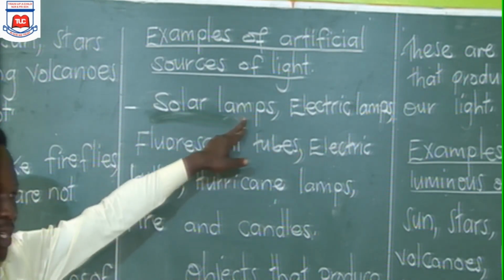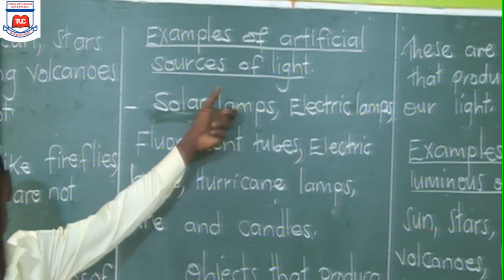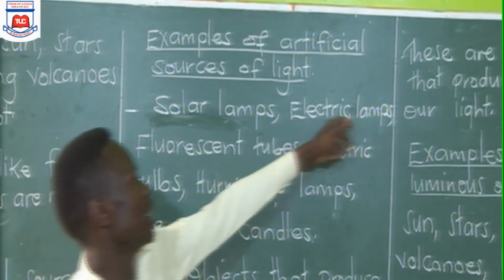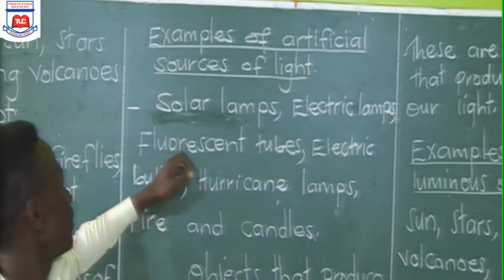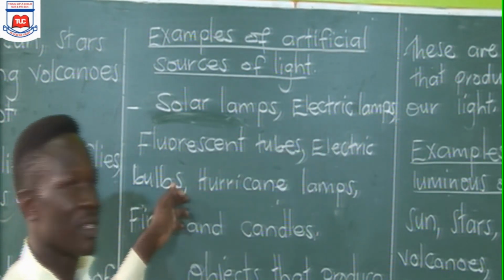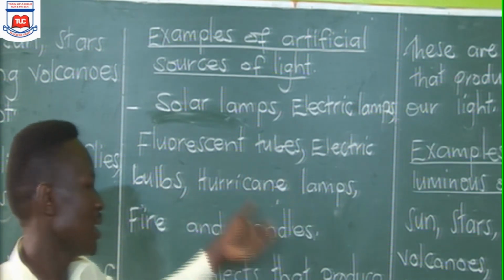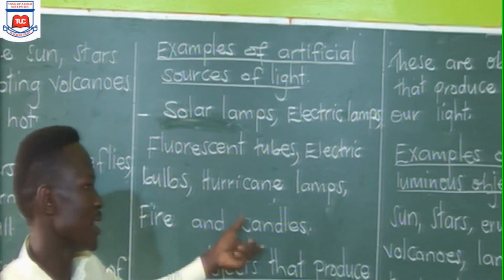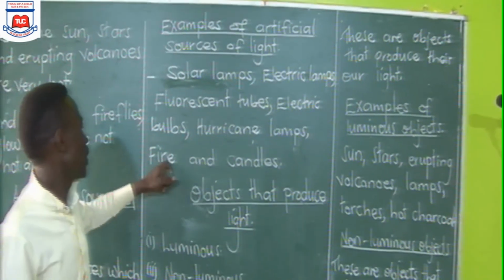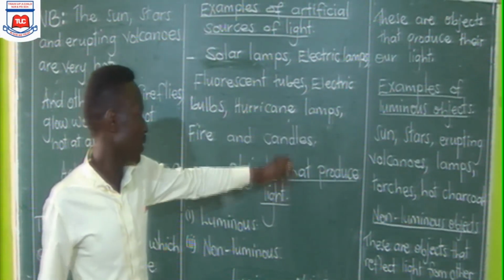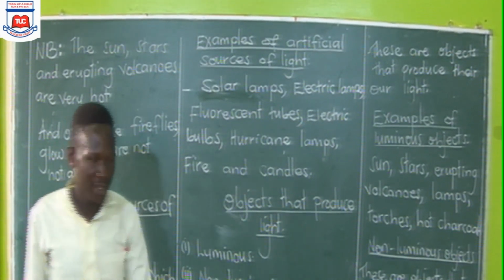Solar lamps work automatically. With this one, we need solar energy to enable this lamp to produce light. Electric lamps need hydro energy to produce the light. Fluorescent tubes and electric bulbs also need that hydro energy to produce the light. Hurricane lamps need energy from petroleum, either diesel or kerosene. Then we have fire and candles. Candles we can burn to produce light. So these are examples of artificial sources of light.